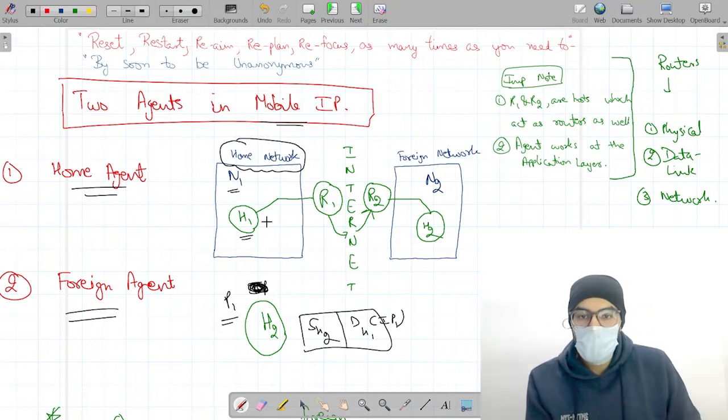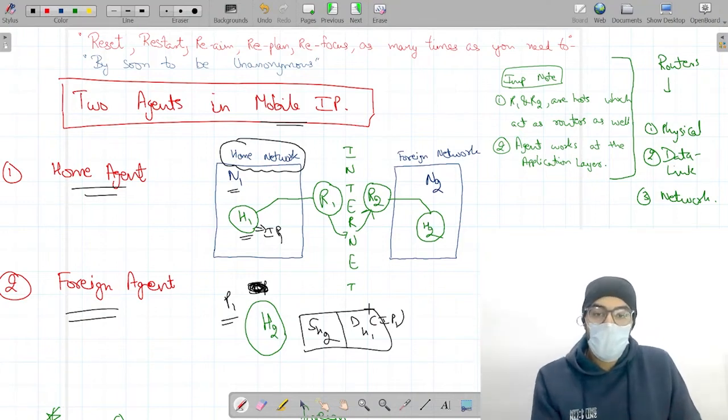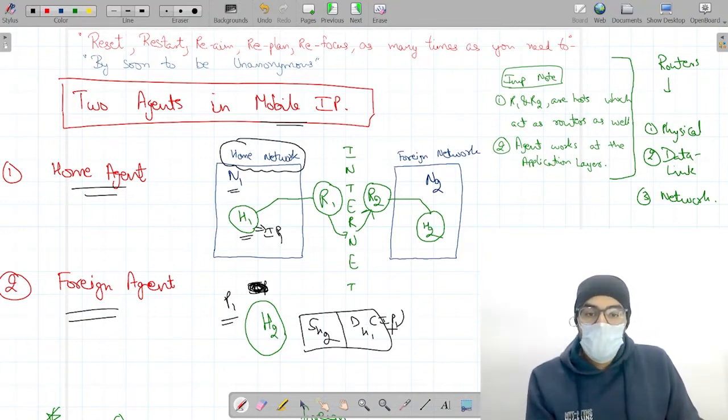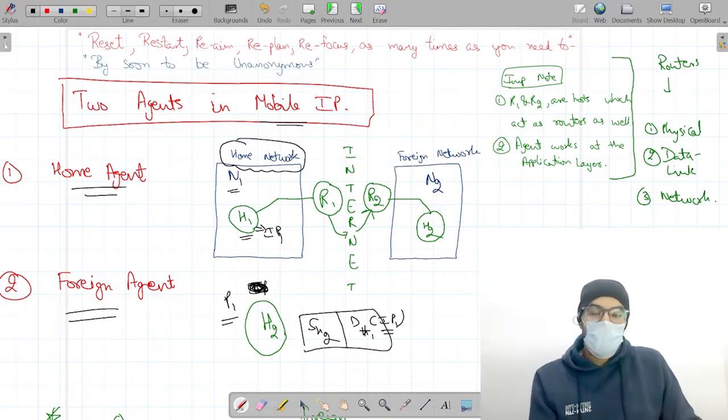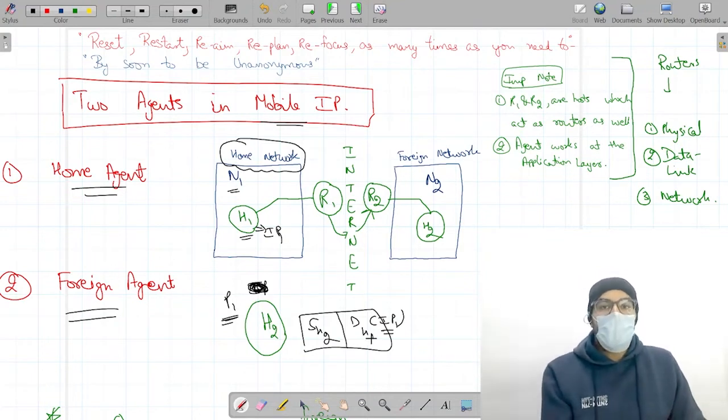Let's say that initially this host 1 has the IP1. So inside packet 1's header, in the destination field, it is going to write IP1. Now this packet will be transferred to host 1. So this is the initial thing that happened.